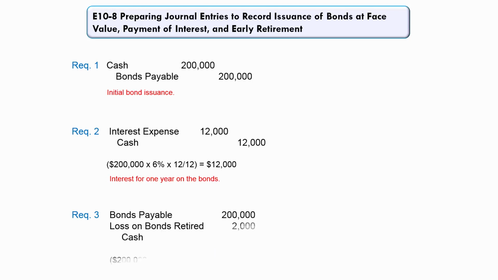So what they're going to do here is they're going to remove the bond at its face value, which is what it's carried at, and they're going to pay cash of 202,000, 101% of the 200,000. Because they're paying more than the liability, they're not paying 200,000, they're paying 202,000. The 2,000 represents a loss on the retirement of these bonds.